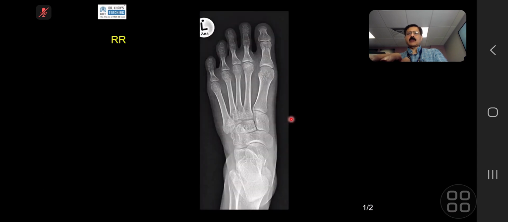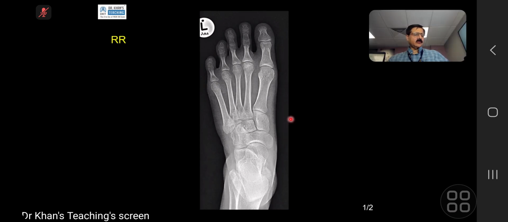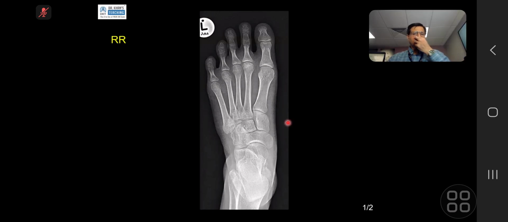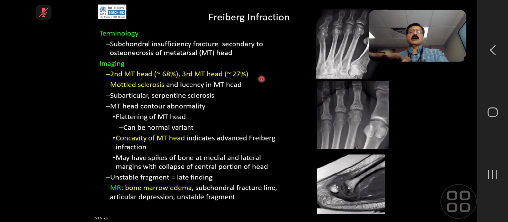Normal, abnormal, your rapid reporting over. Candidate 5, are you with us? Yes, sir. Normal, abnormal. Just looking at the second metatarsal head, it looks a bit flattened to me, and really sclerotic as well. It could be Freiberg's. So the candidate has pointed this out, and this is Freiberg disease.